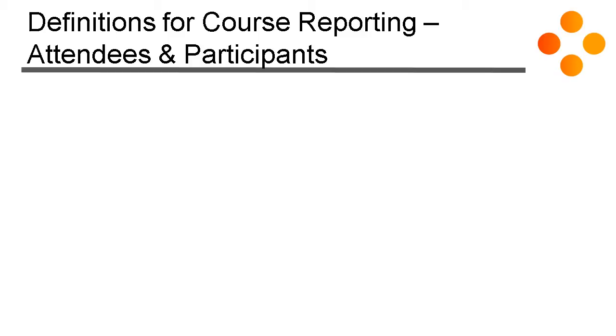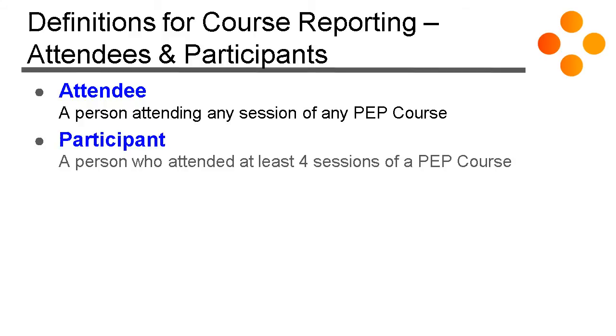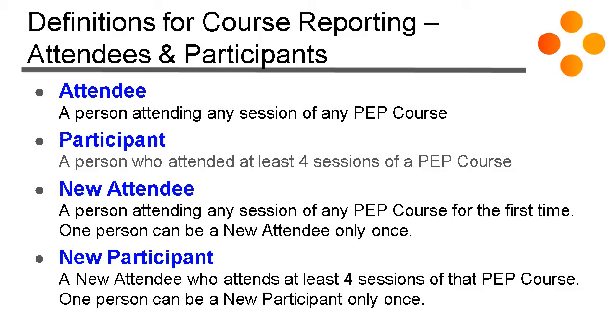So now we're going to introduce some new definitions that are key to understanding how to report on courses. First, we'll define two terms that give you background information, attendee and participant. Then we'll define two other terms that you provide for each course, new attendee and new participant.